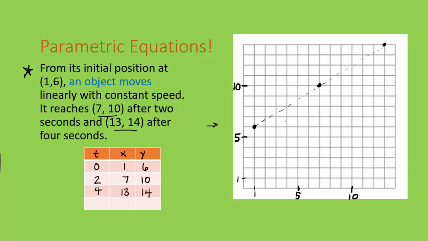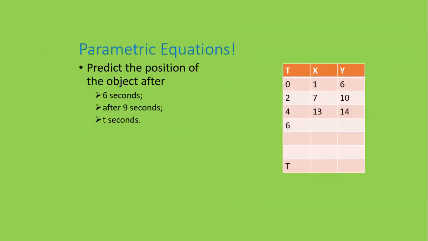Our job is to look for patterns in the progress of x and y as t is increasing, and see if we can come up with a way to predict where this moving object is going to be located, let's say at 100 seconds. So here's the data we have so far. Let's try a few little problems. Let's see if we can figure out where it would be after 6 seconds.